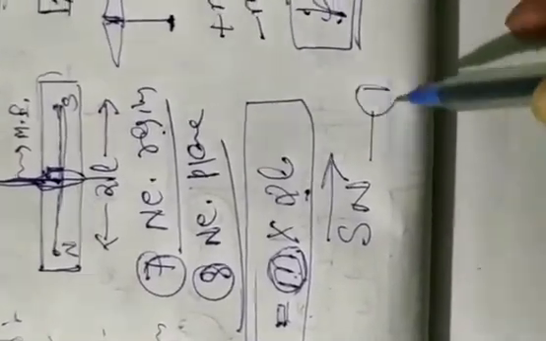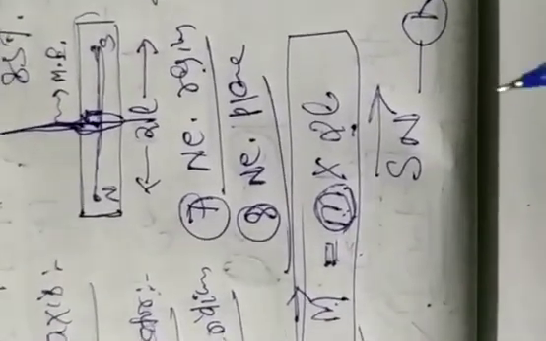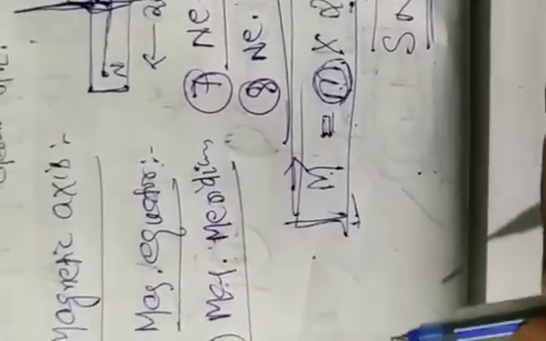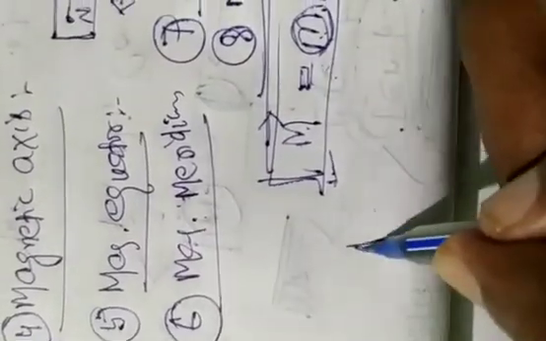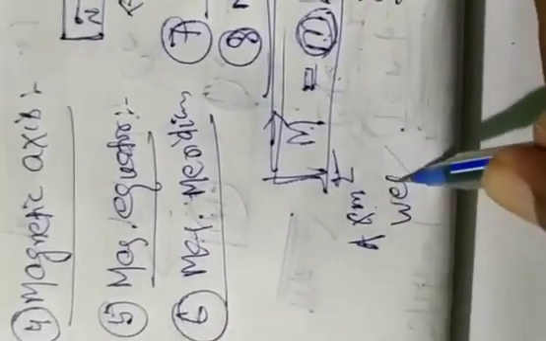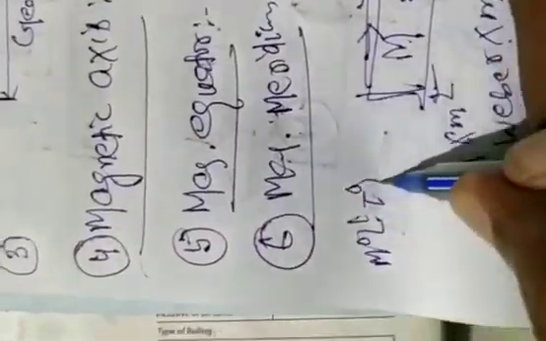So, a very important question for 1 mark. What is the direction of the magnetic moment? The direction of the magnetic moment is always from south towards the north. And the unit of magnetic moment is ampere into meter square, or it may also be written as Weber multiplied by meter, or joule per Tesla, and its dimension is M0 L1 T0 A1.